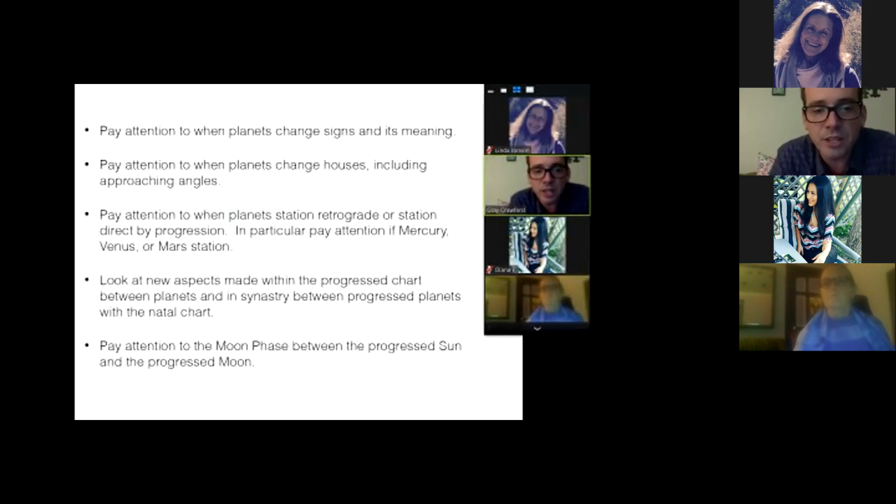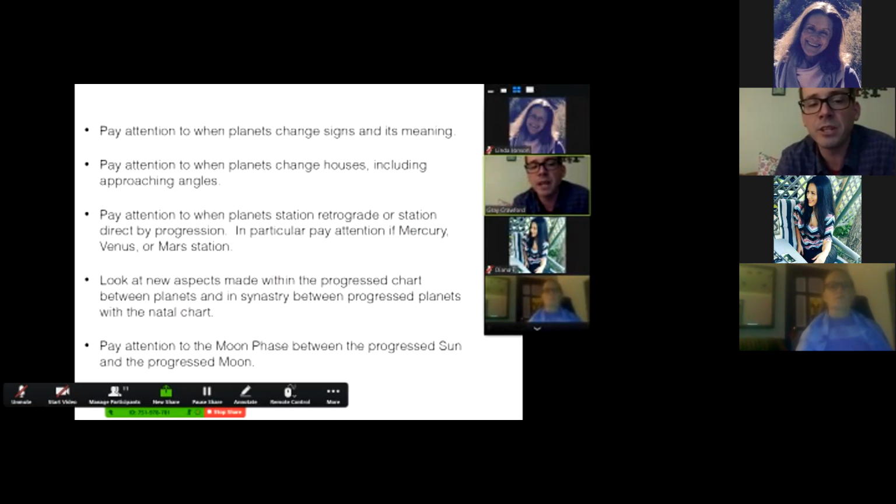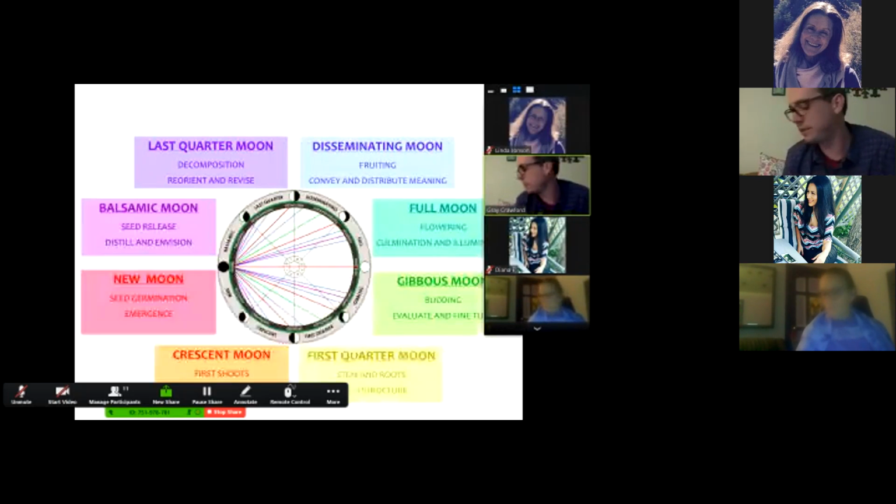You're going to then look at the new aspects made within the progress chart between planets, and then in synastry. So the natal chart aspects you have, they're going to start changing with the progress chart. The synastry you have with somebody is going to change through time, again, by looking at the progress chart. And then you also want to pay attention to the moon phase. That's the phase between the sun and the progress moon. So we can go to the next one then.